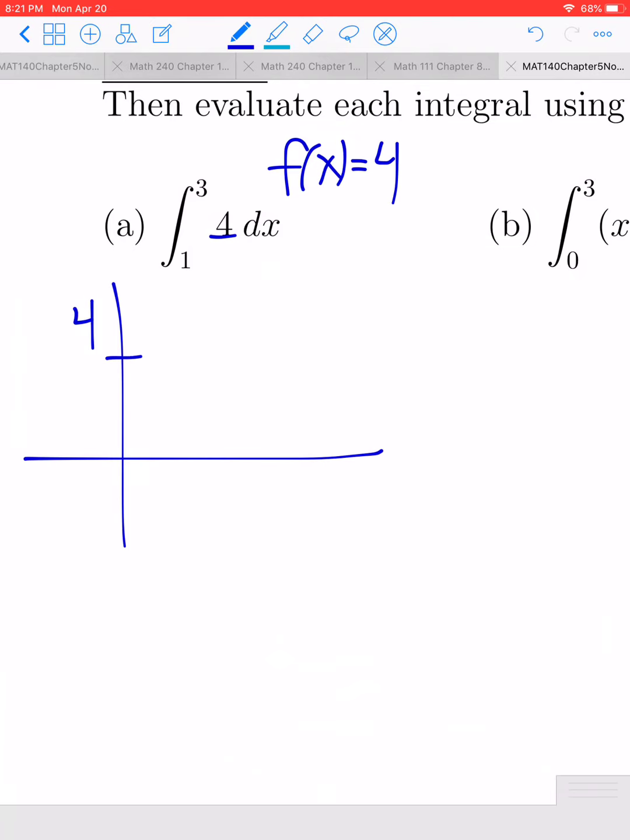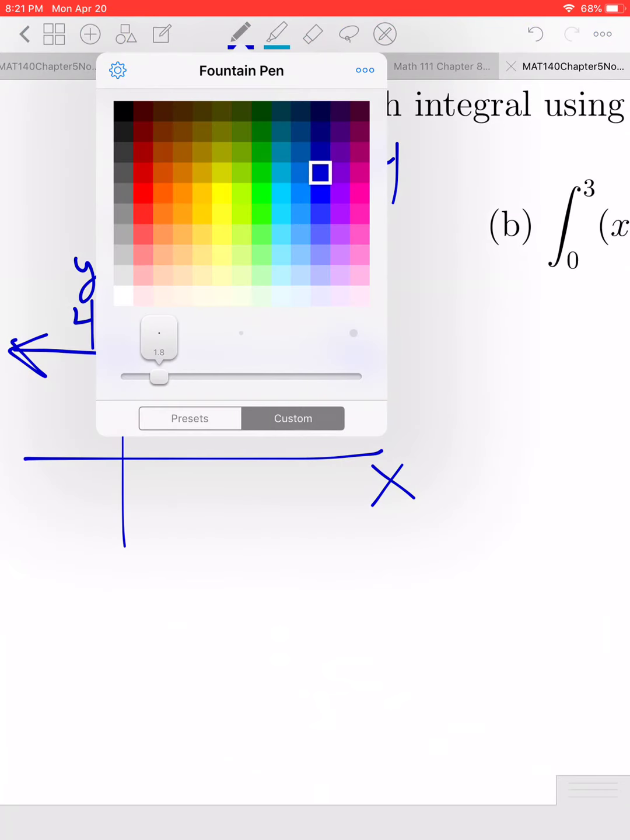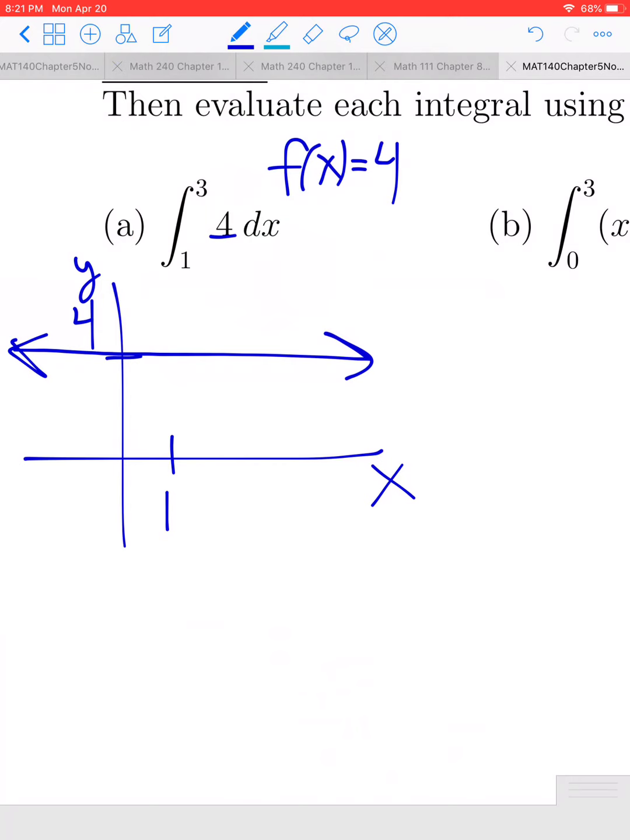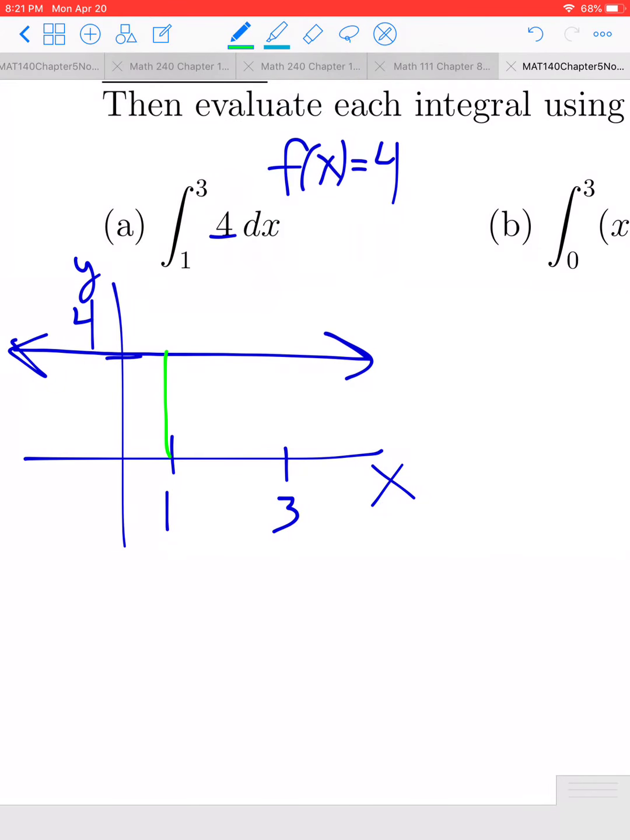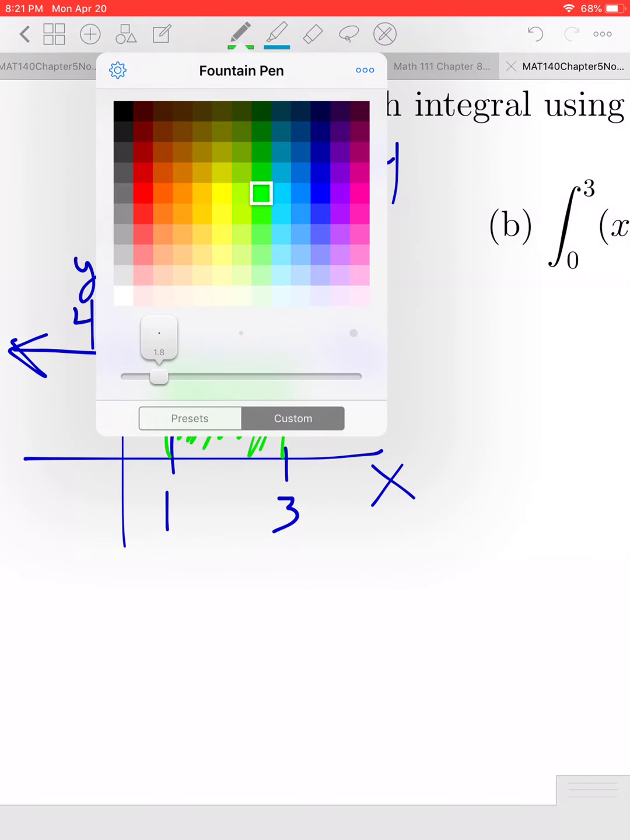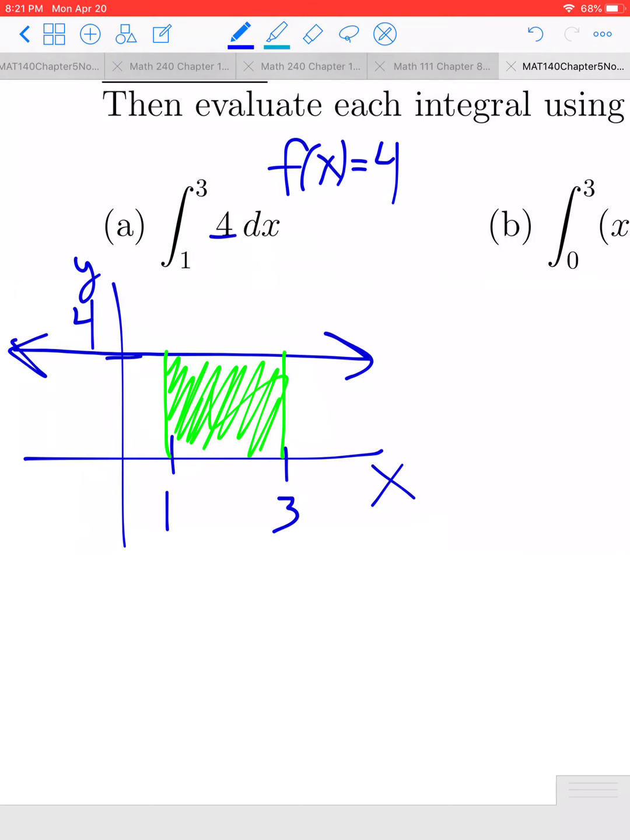So we go up here to 4, draw it out. Notice that f of x is non-negative from 1 to 3, which means that that definite integral would actually represent the area under the curve of f from 1 to 3, and that area just happens to simply be the area of a rectangle. We can calculate it using our standard methods. The area is equal to length times width.